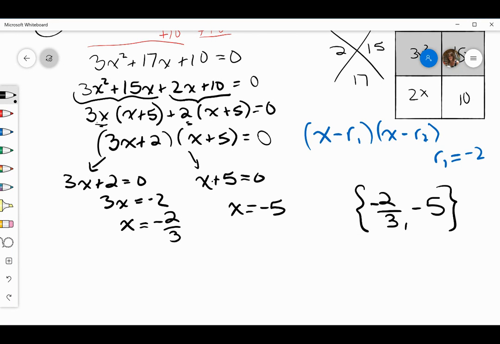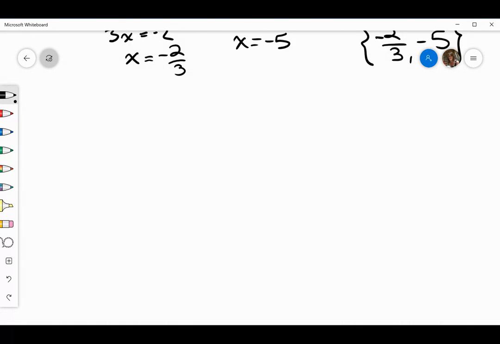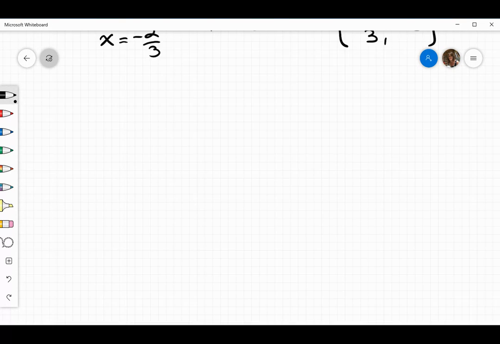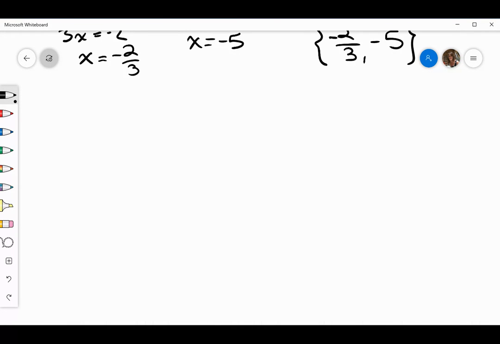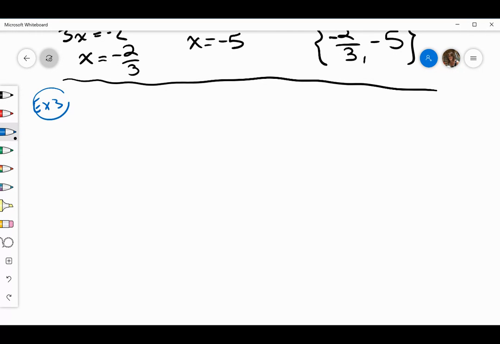Okay, let's try a new example. Get this one out of the way. Do a little squiggle, maybe I'll do a different color here. So what is this, example 3? Solve 3x squared equals 9x. How's that?